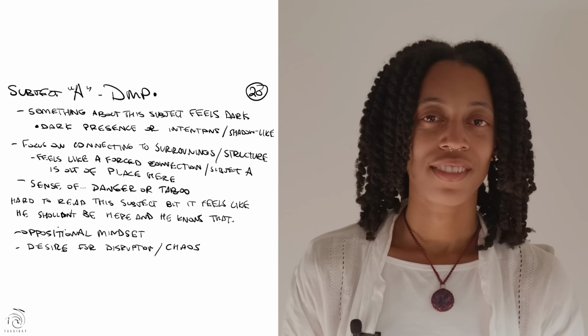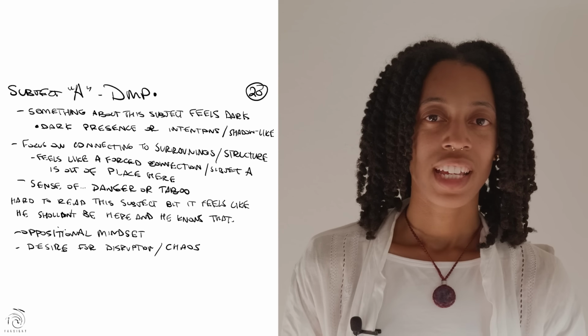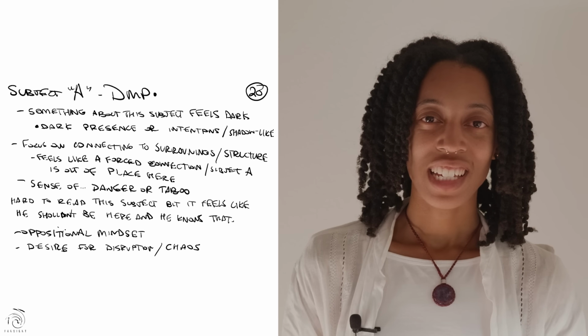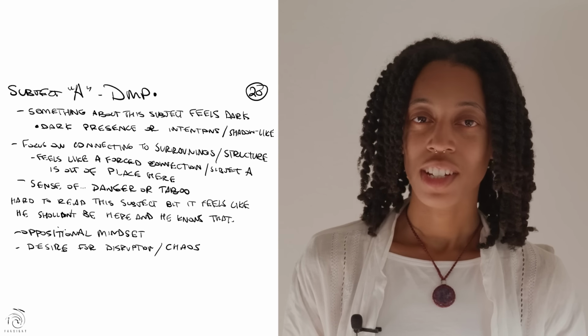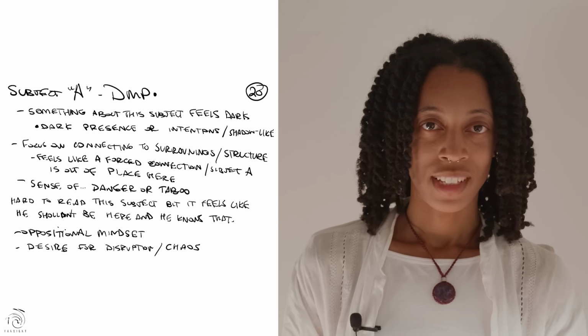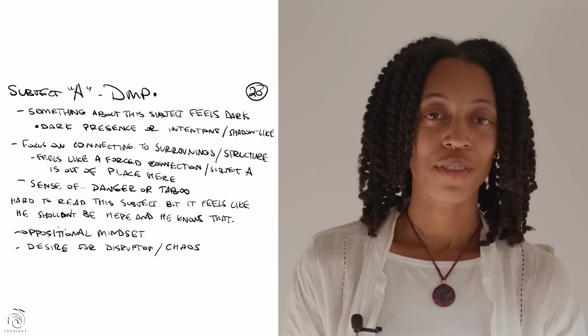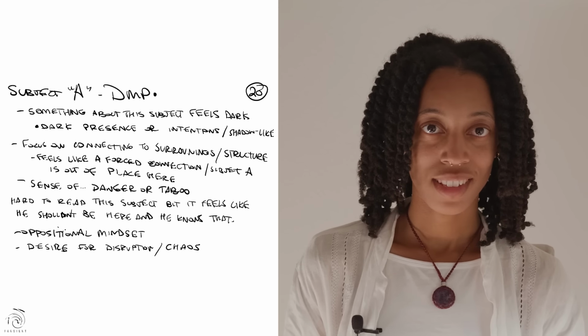I get a sense of danger or taboo, and it's very hard to read this subject, but it feels like he shouldn't be here, and he knows that he shouldn't be here. Subject A has an oppositional mindset, like a desire for disruption and chaos.